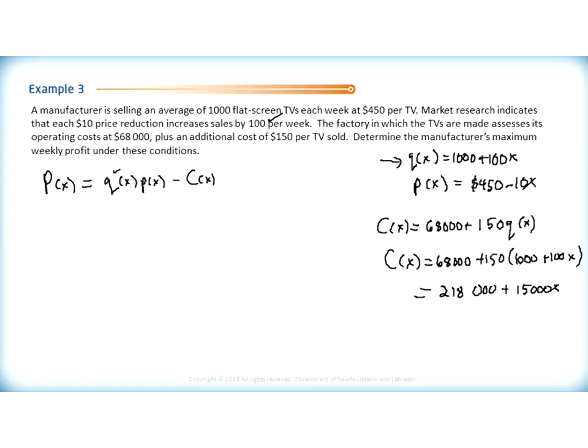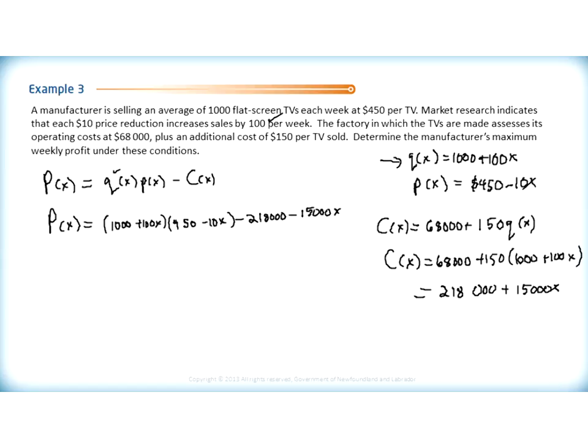So now we can finally write our profit equation. The profit equation here is going to be Q, which was 1,000 plus 100x, times our price function, which is 450 minus 10x, minus our cost function. So we're going to take away our costs, which are 218,000, and distributing that negative, minus another 15,000x.